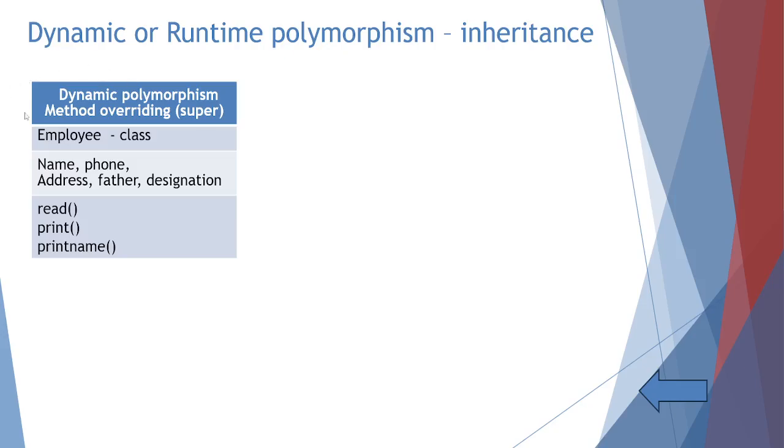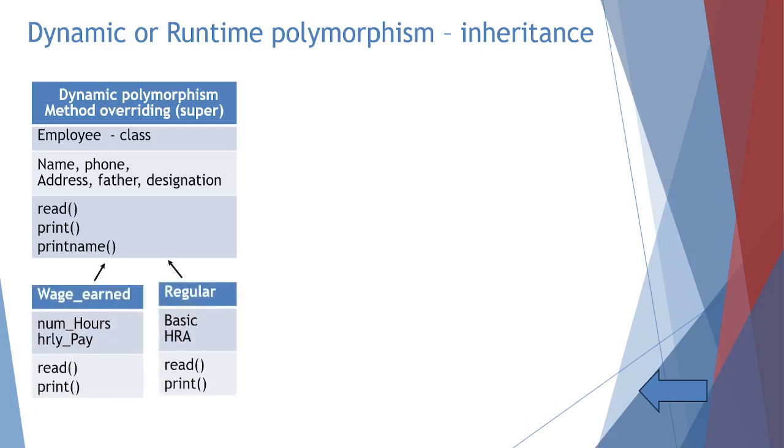Dynamic polymorphism, method overriding, and superclass. Look at this. Employee is a class with 5 member variables: name, phone, address, father, designation, and 3 methods: read and print name. Now, we create 2 subclasses, superclass, subclass. In lesson 4, I have discussed a little bit about subclass and superclass.